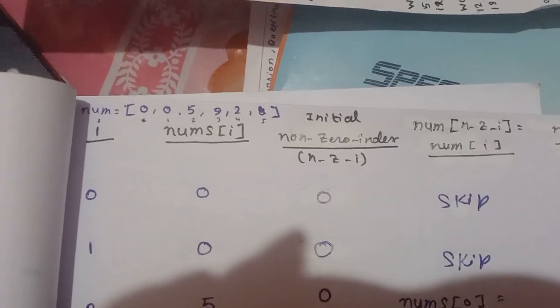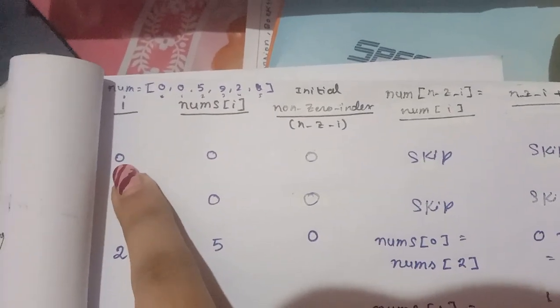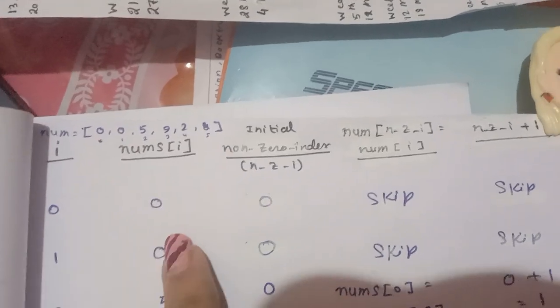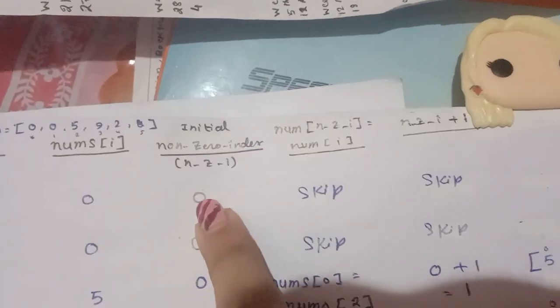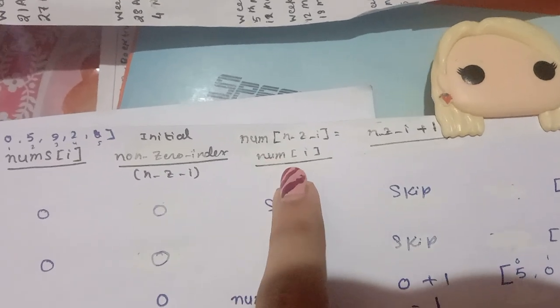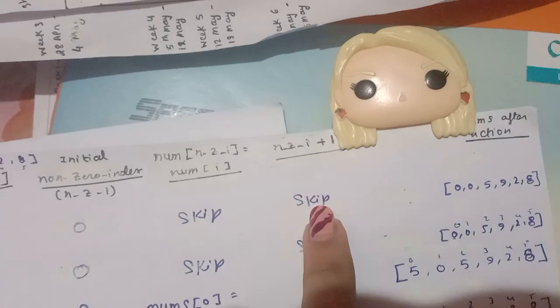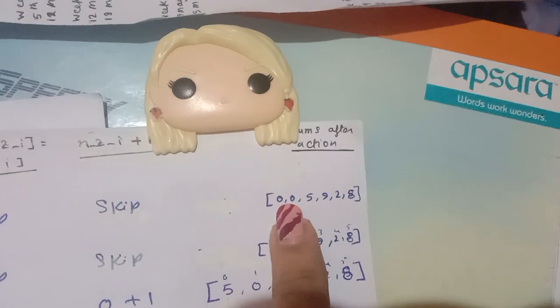This is the entire chart that I have created. This is our initial array: 0 0 5 9 2 8. In the first iteration of the for loop, it is the zeroth element, so the ith element is 0. The non-zero index is initially 0. We are not performing these two steps, because they are performed only when the element is non-zero. Then there is the action column, what happened after the change. At this stage no changes happened.